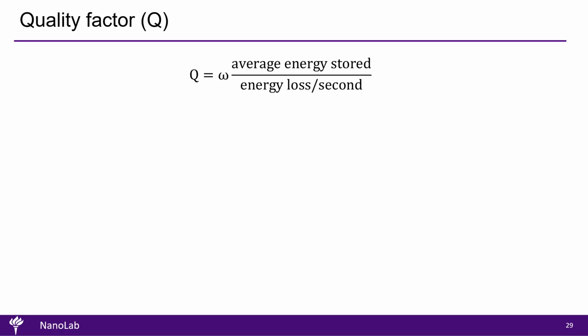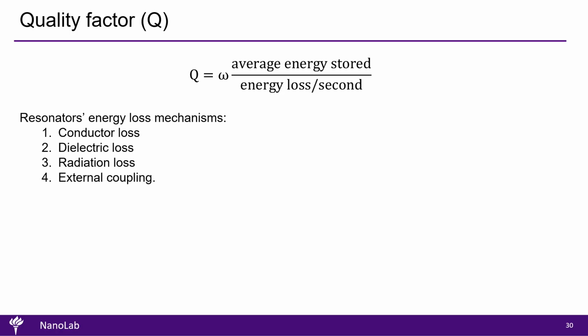Resonator loss can come from conductor loss, such as resistive heating in conductors, dielectric loss, such as absorption in insulating materials, radiation loss, such as energy leaking as electromagnetic radiation, and external coupling, which is loss into attached circuits or measurement equipment.